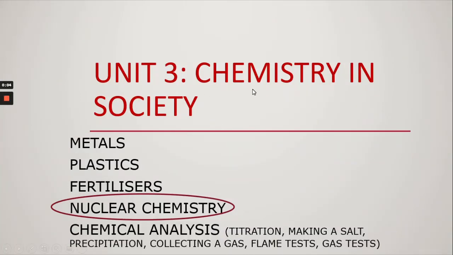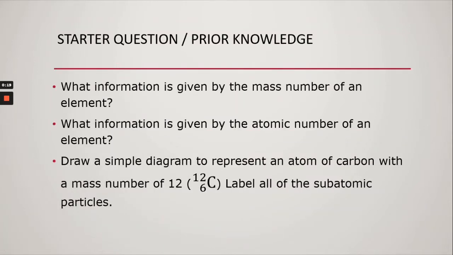We're still looking at Unit 3, Chemistry and Society. So far we've covered plastics and fertilisers, and this week we're looking at nuclear chemistry. Metals we will work on when we're back in class, and we'll do an overview of chemical analysis back in class as well.